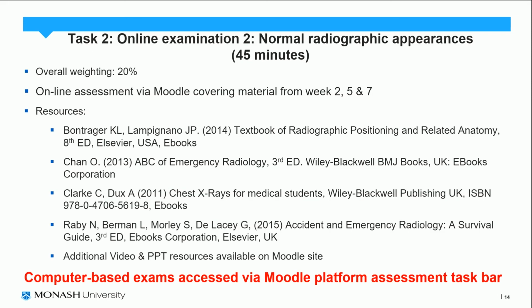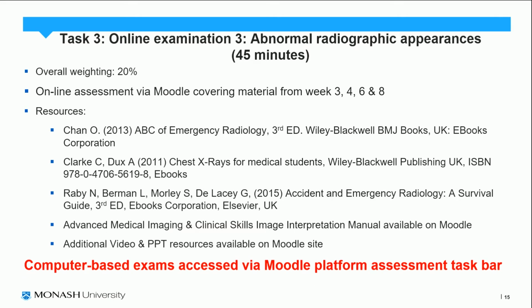Task 2 is the online exam on the normal radiographic appearances, and as mentioned, it will have an overall weighting of 20%. The material that will be covered will be during weeks 2, 5 and 7, and I've listed the resources that will be useful in preparing for this exam, and again the exam will be accessed via the Moodle platform. Task 3 will focus on the abnormal radiographic appearances on the plain X-rays, and this will be covered during weeks 3, 4, 6 and 8. And again, there's a list of all the resources as well, and then similar again, this will be accessed via the Moodle platform.